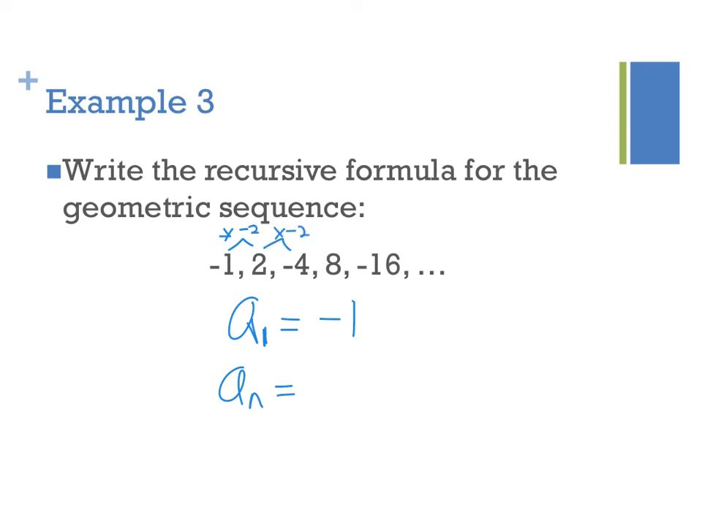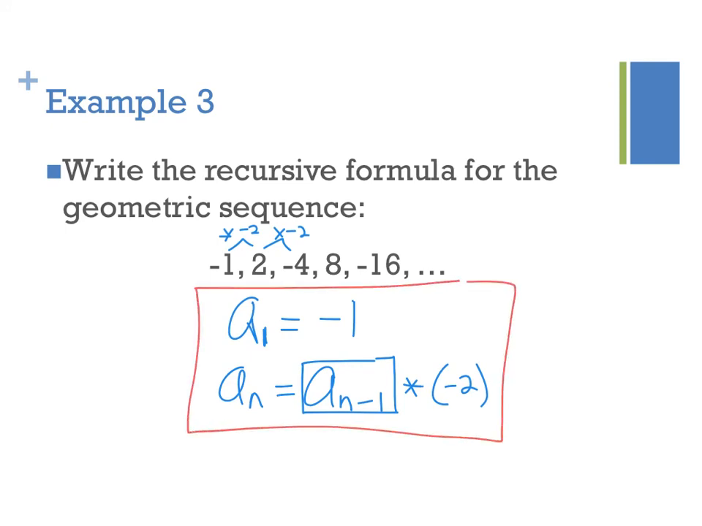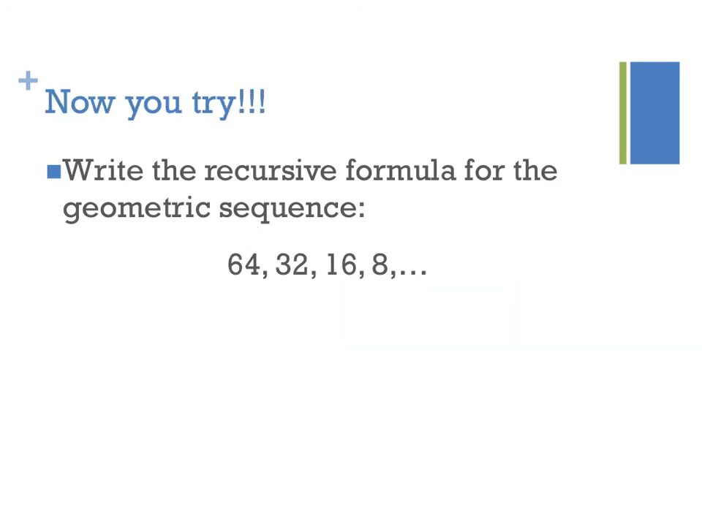So if I were to write that as an equation, you're taking the previous term, remember this represents the previous term, and we're multiplying by -2. And so overall, both those lines would be considered the recursive formula. So see if you can try to write the recursive formula of this geometric sequence. Good luck.